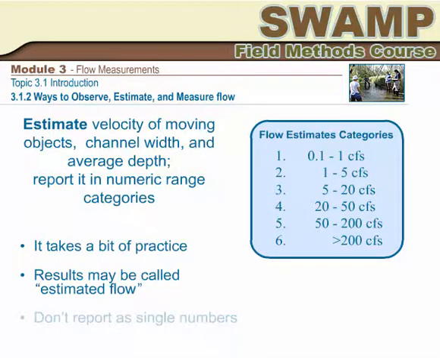Estimates must be distinguished clearly from actual measurements, so it is not recommended to report them as single numbers. The SWAMP datasheet currently calls for measurements in cubic feet per second, but numeric range categories can be given in other units, if required by your database. Because observations and estimates are mutually exclusive in most cases, the current SWAMP datasheet includes a combination of verbal and numeric range categories from both boxes, under the characteristic name Observed Flow.